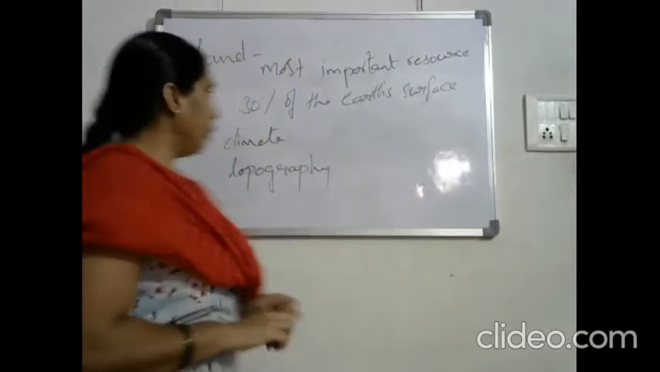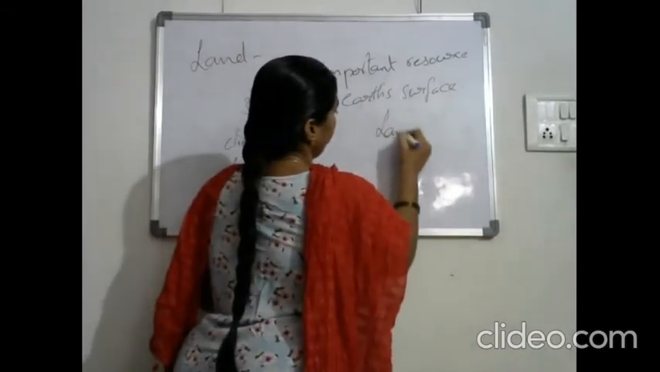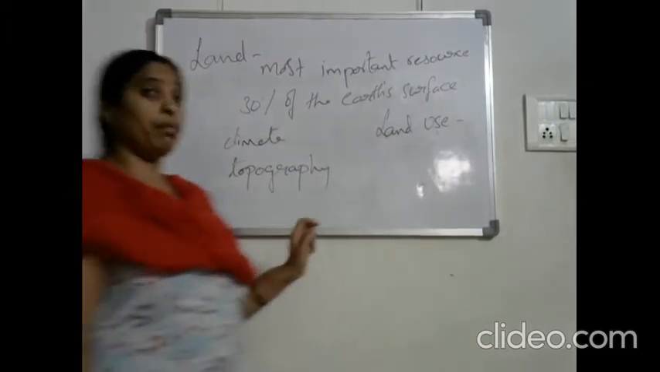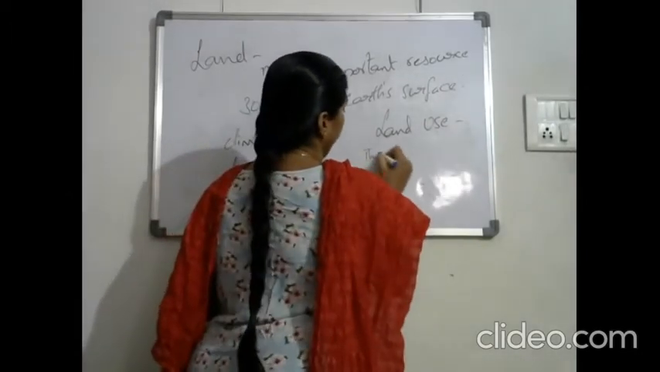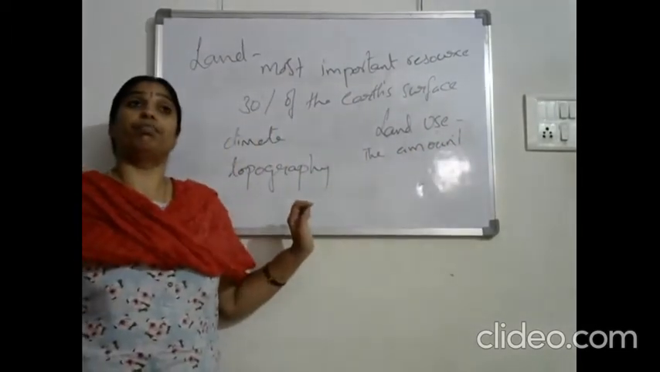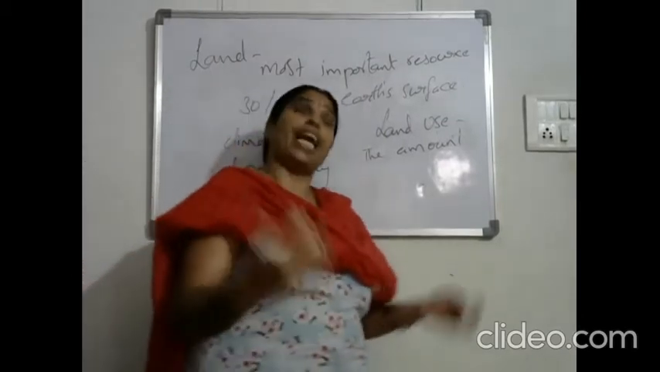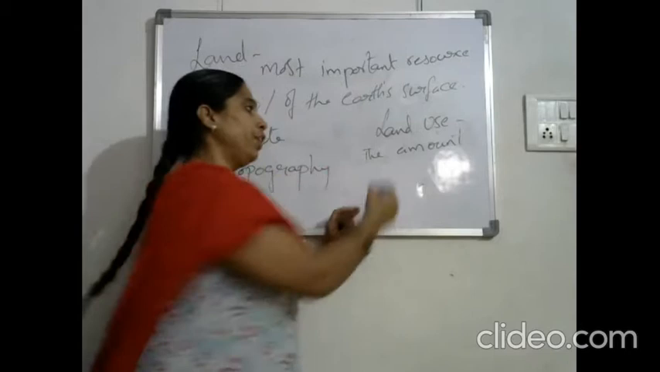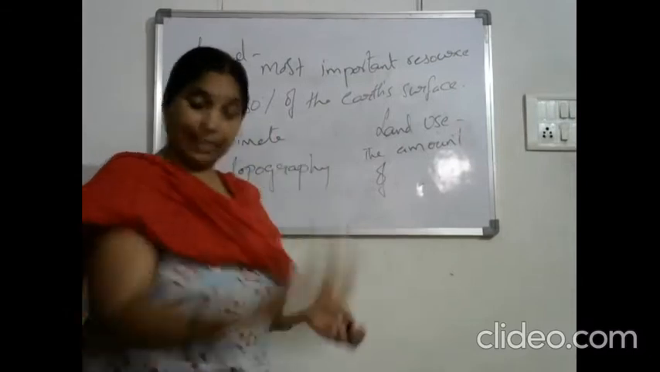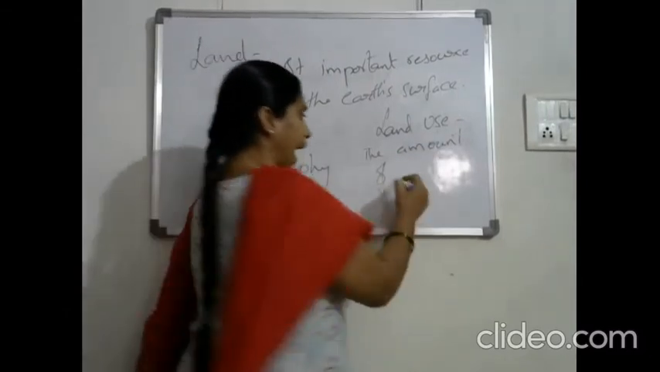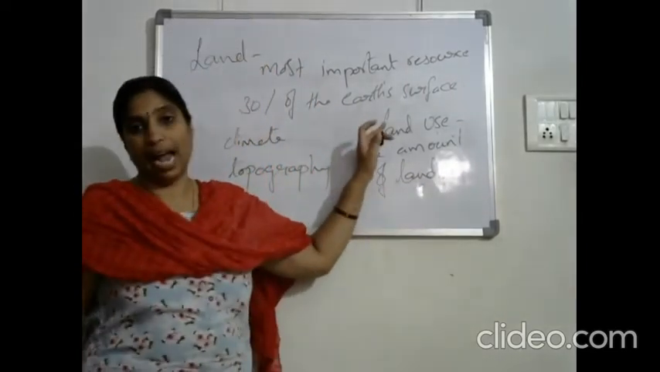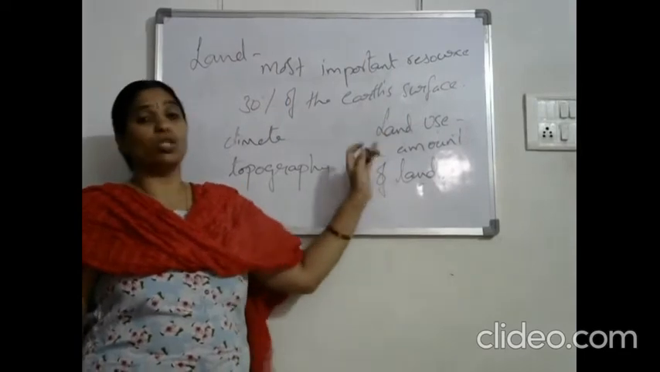Now coming to land use. What is land use? Land use is the amount of land which we use to satisfy our needs. Like we do farming, we grow crops, we construct our buildings, we construct industries. The amount of land which we use to satisfy our needs is called land use.